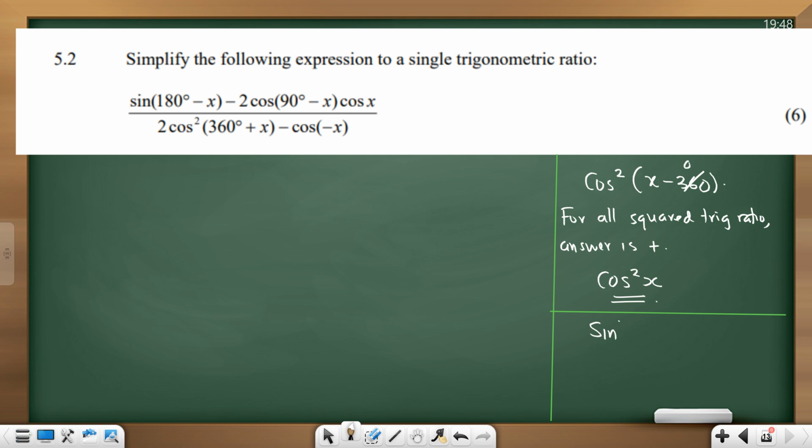Even if I have a sine squared, check this. If I have a sine squared of 90 minus theta, because it's a squared, my answer will automatically be positive. 90, am I changing? Yes, up and down. Oh, I'm changing. So sine would become what? Cos. And because it's squared, I'm done. All squared trigs are positive.